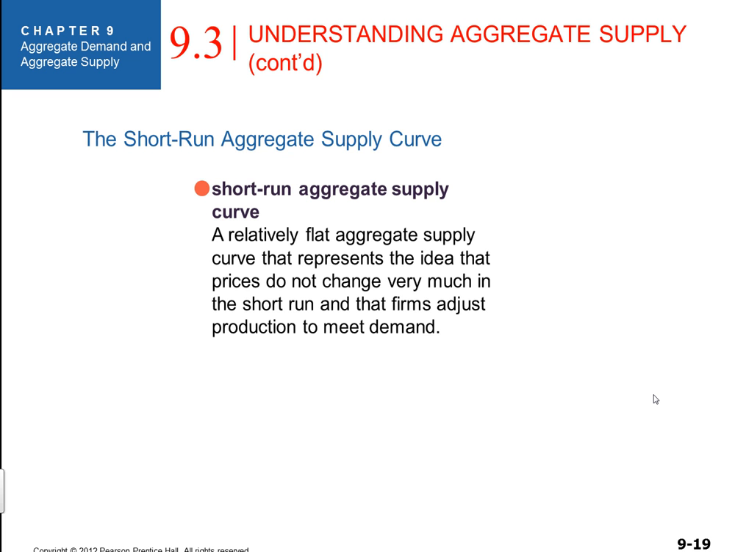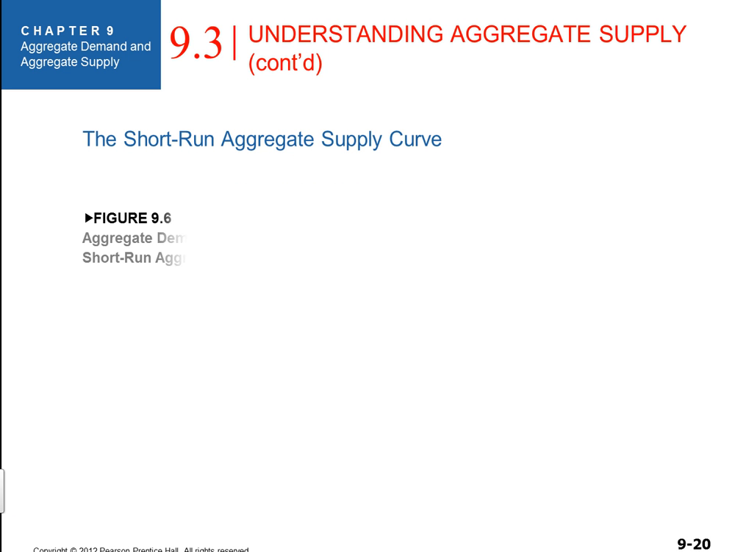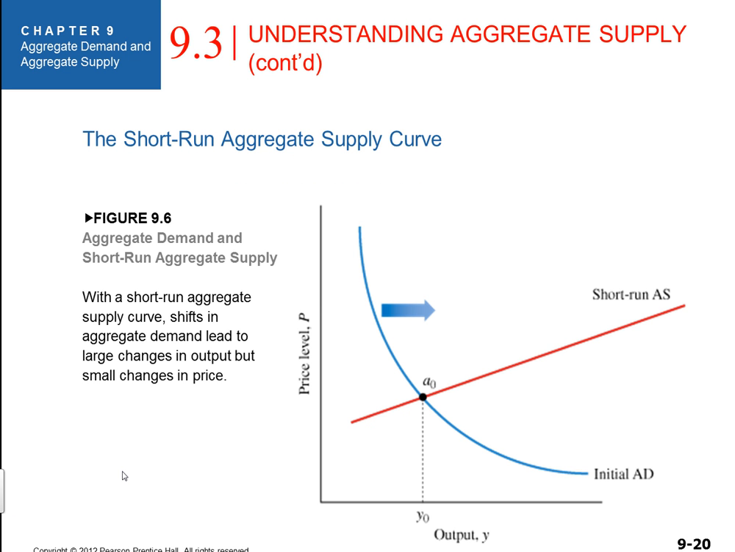Another way to say this is that if prices don't change much and the demand curve shifts, then firms are going to respond by changing their production levels more than a price change. So let's take a look and see what that looks like. In this case, notice that the aggregate supply curve is now much flatter. It's not perfectly vertical. So now we have a supply curve that allows for some changes in output.